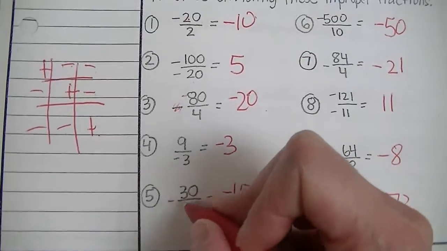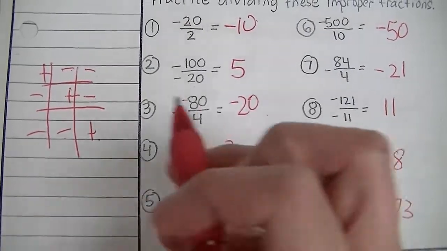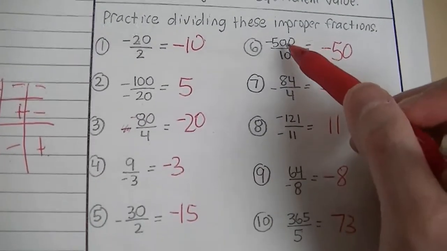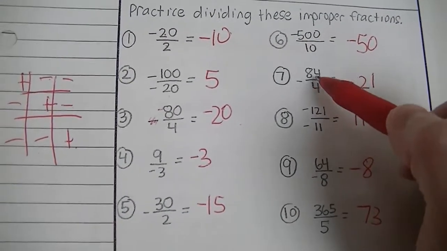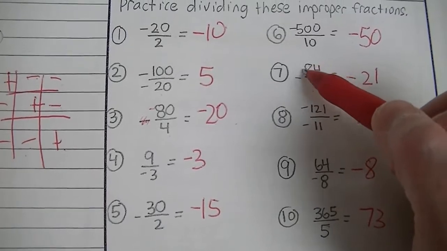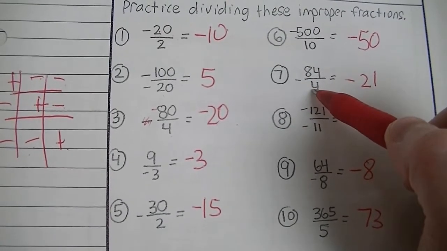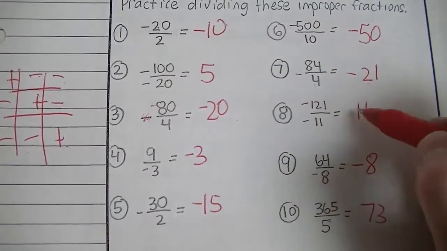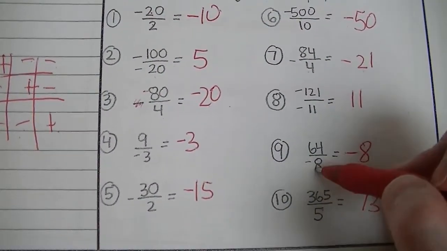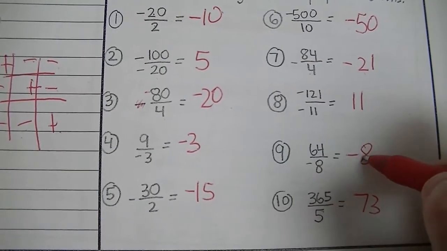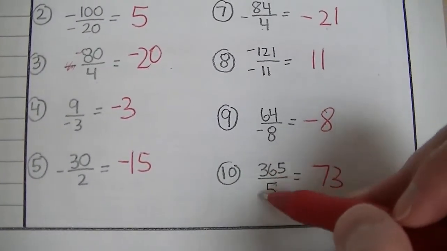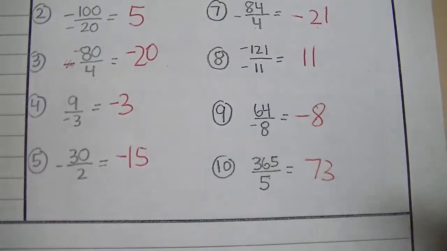This one you can make either one negative, so let's make it just a negative 30 divided by positive 2. Negative divided by positive is a negative answer. Negative divided by positive is negative. This one you can make just that 84 negative. Negative 84 divided by positive 4 is negative 21. A negative divided by negative gives you a positive answer. 64 divided by a negative 8 is negative 8. 365 divided by 5. This one is positive divided by positive, so it's what you're used to, which is 73.